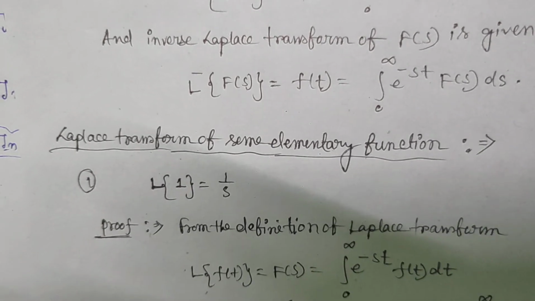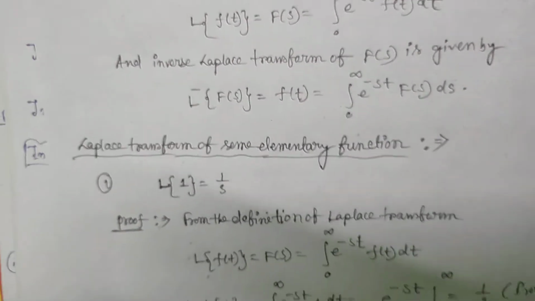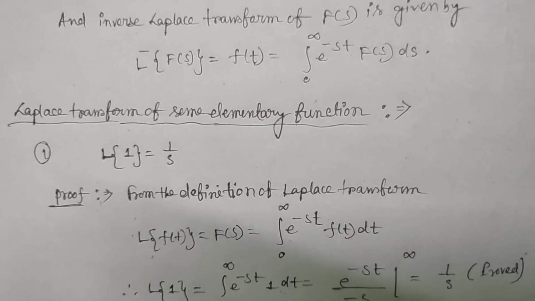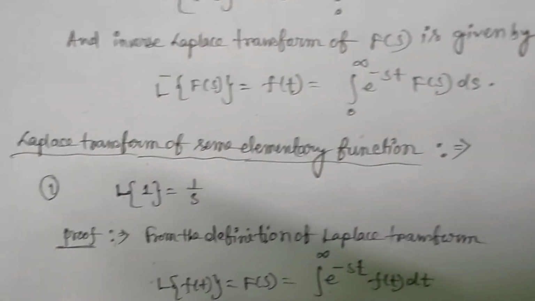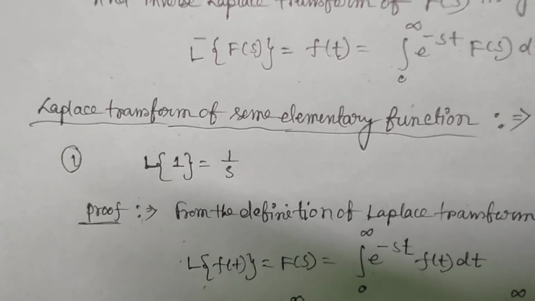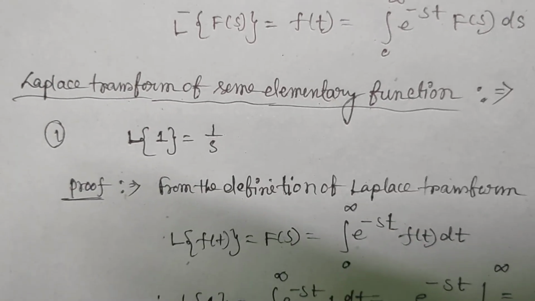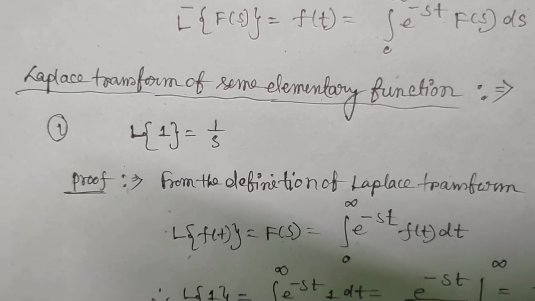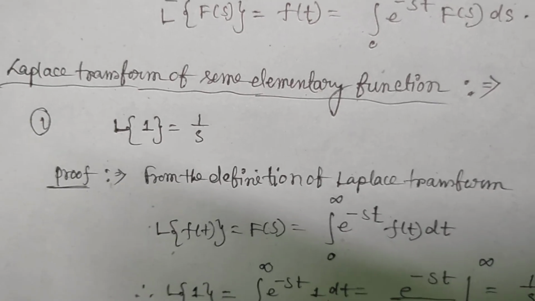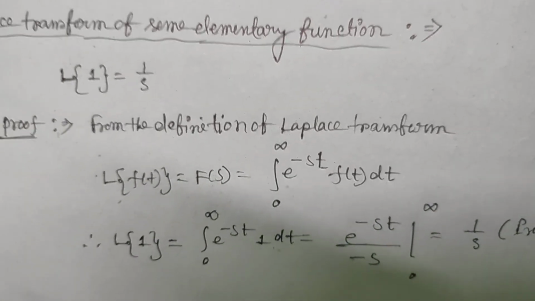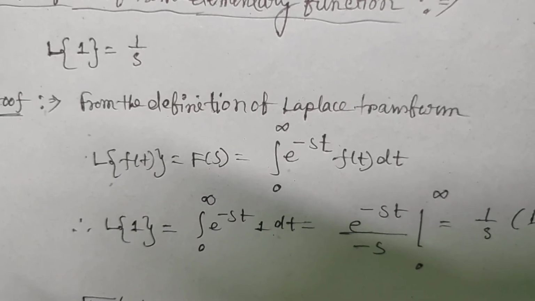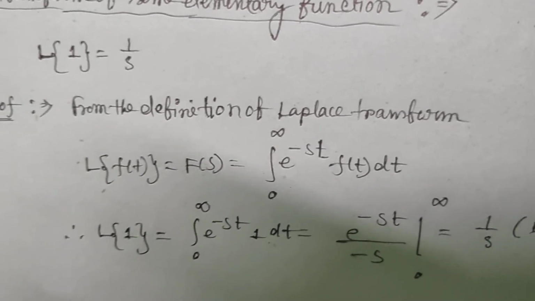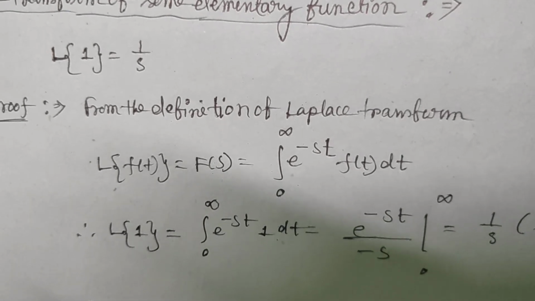First of all, what is the Laplace transform of 1? The Laplace transform of 1 is 1 upon s. How can I prove it? From the definition of the Laplace transform, we know that the Laplace transform of f of t, which is F of s, is given by the integration from 0 to infinity of e to the power minus st f of t dt.